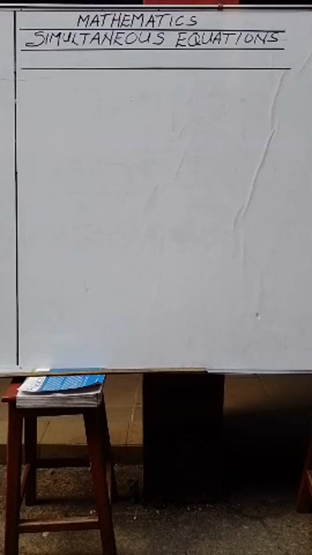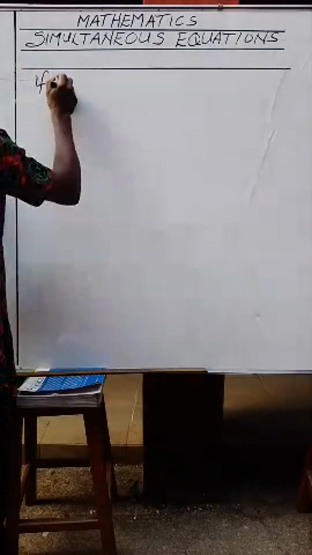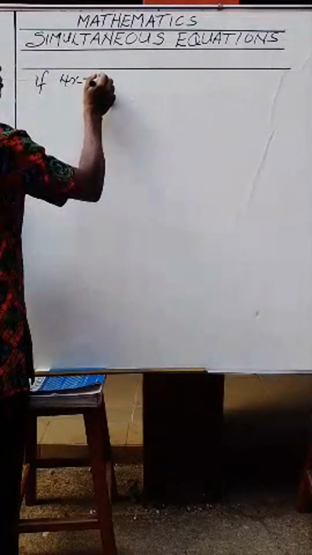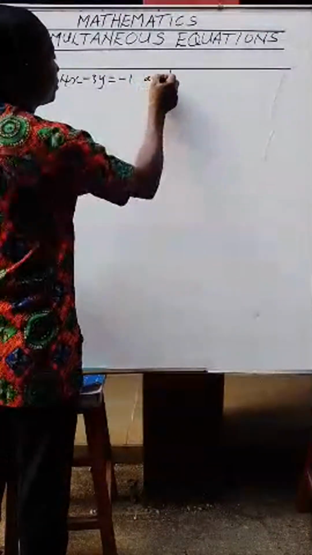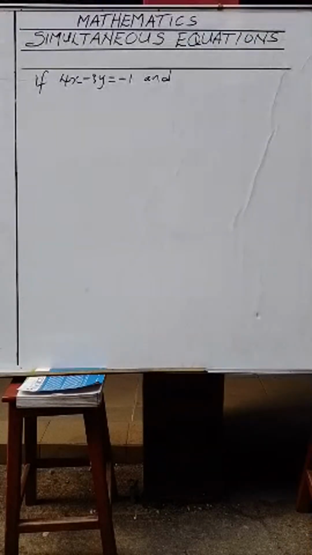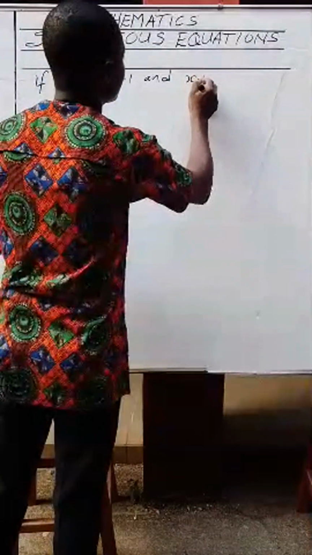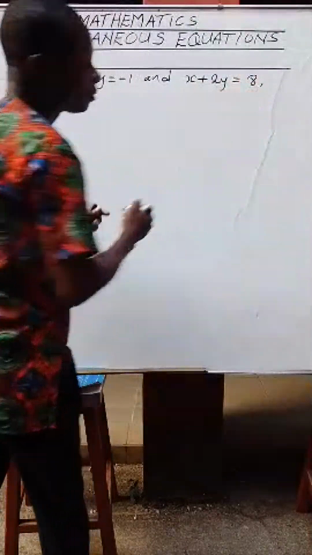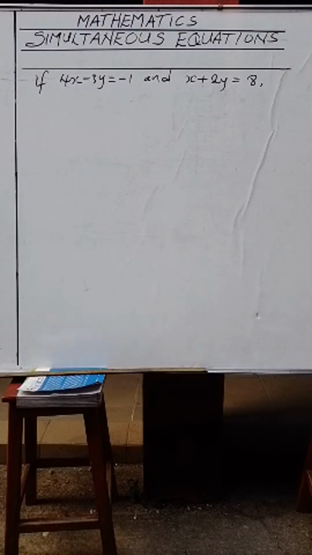This is if 4x minus 3y is the same thing like the other one. So we'll take the next one, which is what we have here, minus 1, and x plus 2y equals 8. Then find the value of 2x plus y.